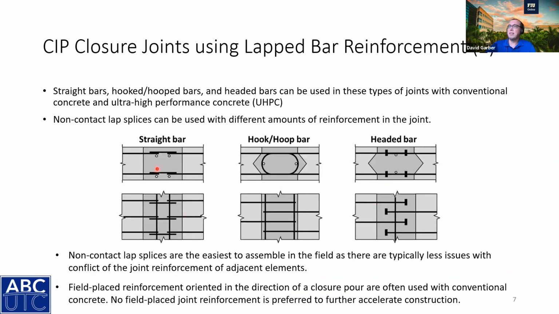There are three main types of connections: straight bar, hooked or hoop bar, or headed bar connections. So here are three cross sections and plan views. These are three typical configurations. One is a non-contact lap splice, so the bars coming out of the adjacent elements are at different sections along the plan. Or with a straight bar, you can also have a field-placed reinforcement here connecting two bars extending from the elements. And headed bar, typically you would do a non-contact lap.